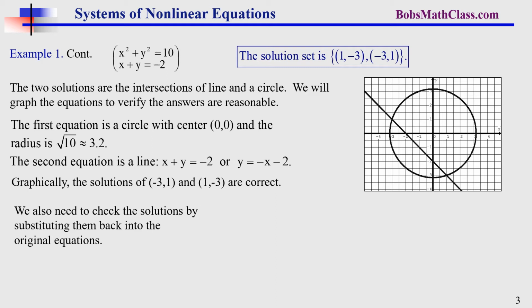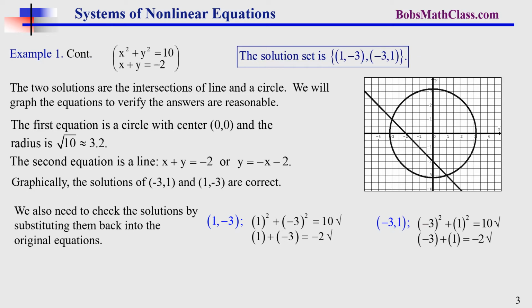You don't have to graph it. As far as a check goes, you might want to check the answer algebraically to make sure your answers are correct. So if you plug in the x and y into both equations, it should work out. And if it doesn't work out, then we know we made a mistake. And so here's a check for both of them. I'm plugging in the first point, 1, negative 3, into both top and bottom rows. That works out. And plugging in the second point, negative 3, 1, into both equations, and those work out.